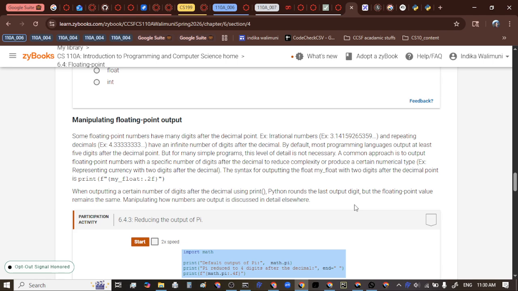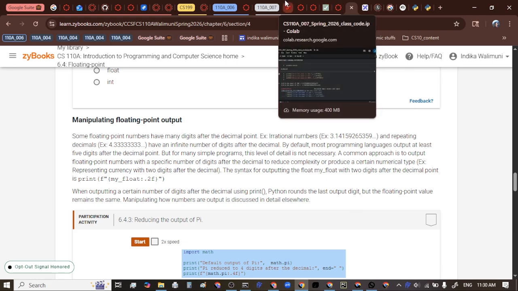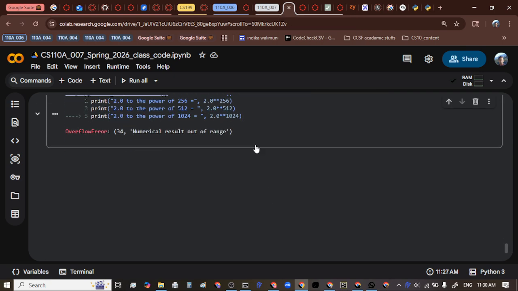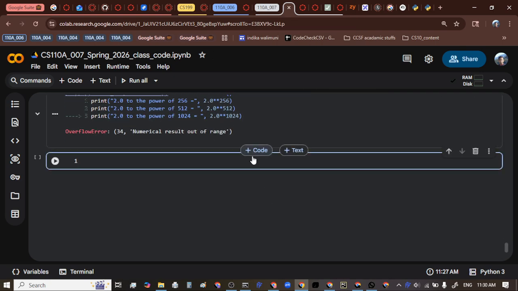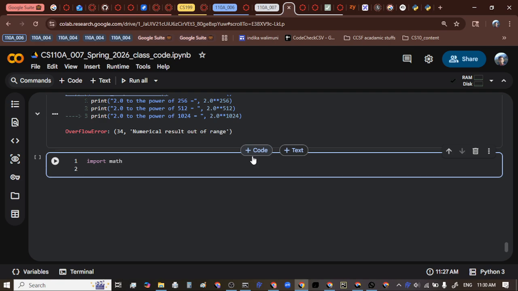The way we can manipulate this, I think we already discussed in week 4, but this is kind of a repeat. Let's do it over here, guys. I'm going to import math, and then I'm going to print pi's value.